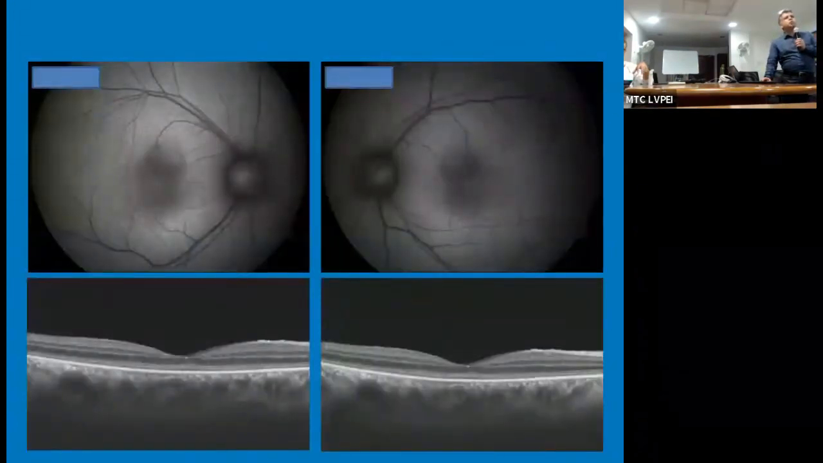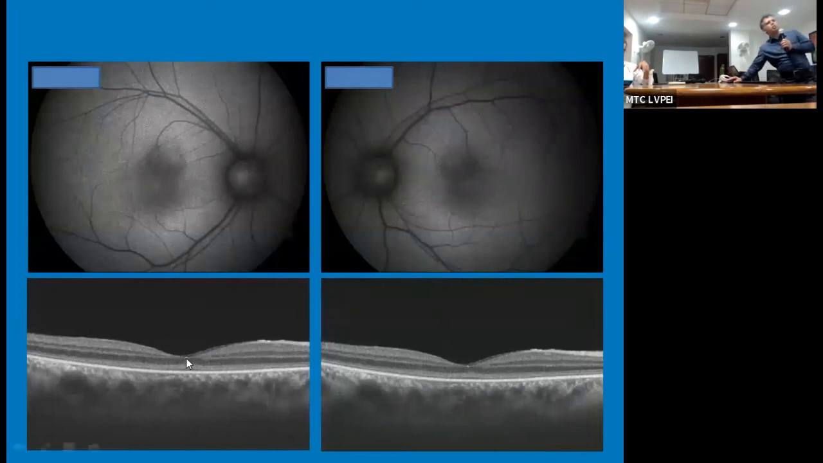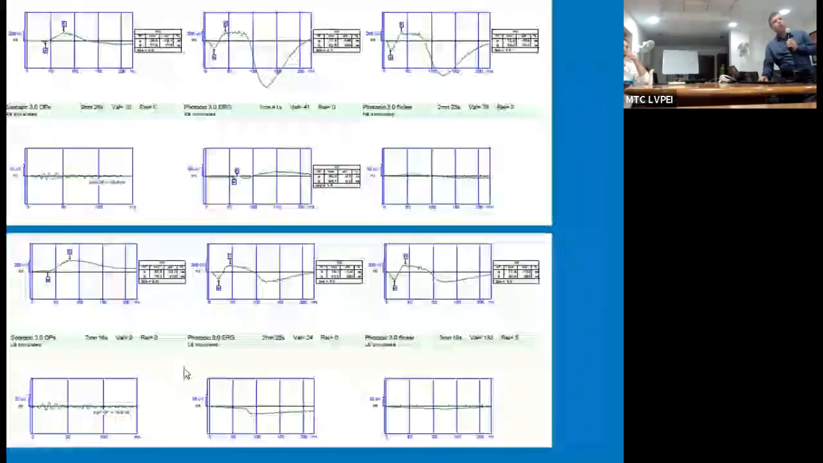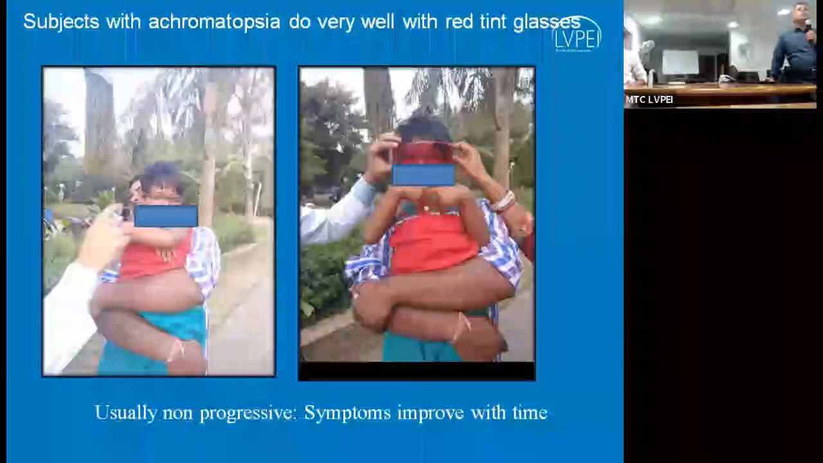And if we do ERG, we can see OCT here is more or less normal with mild thickening of the photoreceptor layer. But ERG, you can see is extinguished. The upper one is for the right eye and the lower one for the left eye. All the 6 phases. The last 2 phases, for the cone photoreceptors, we can see that almost it is extinguished. This is diagnostic of rod monochromatism or achromatopsia.